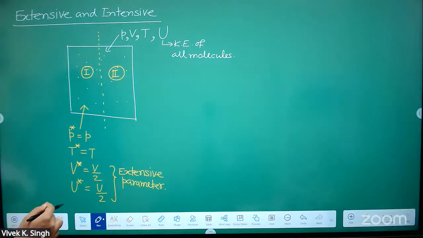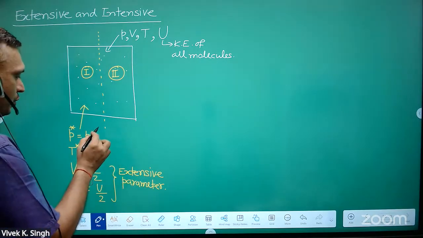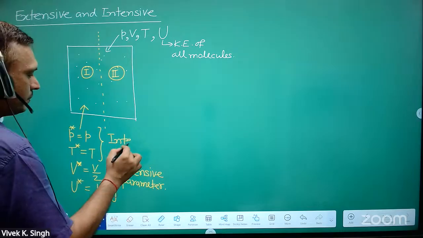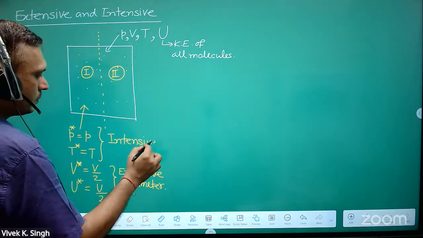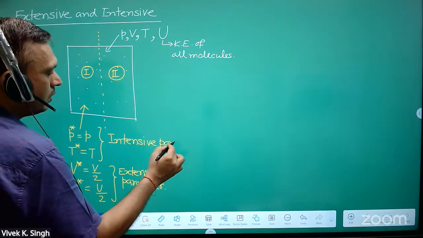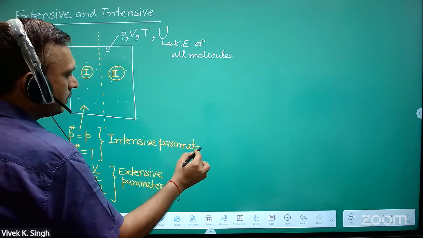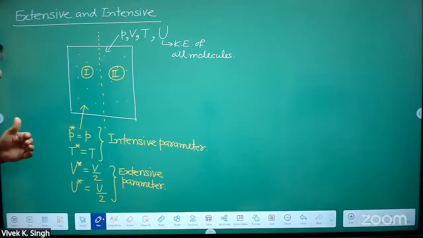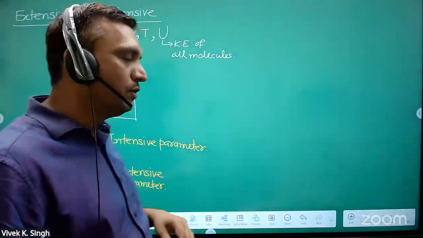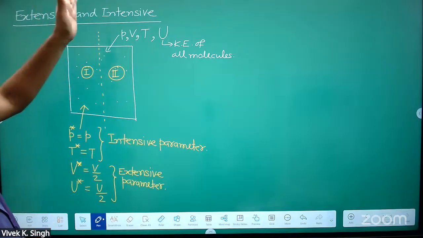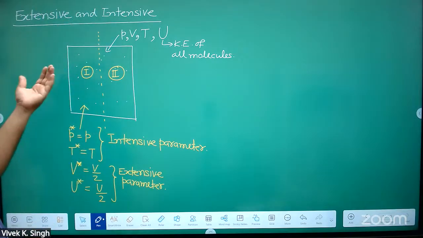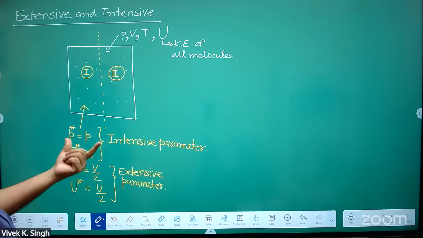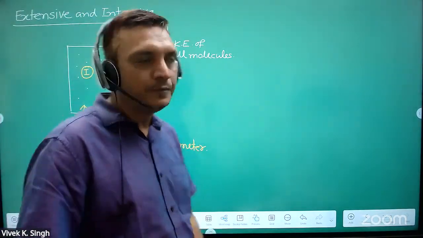Okay? This is called an extensive parameter, and those that do not change are called intensive parameters. Is it clear? So in this way, whatever parameter you require, you have to ask yourself whether it is intensive or extensive. You have to do this experiment: divide mentally with an imaginary surface and see whether they are changing or not. If they are changing, they are extensive parameters. If they are not changing, that is an intensive parameter. Is it clear?